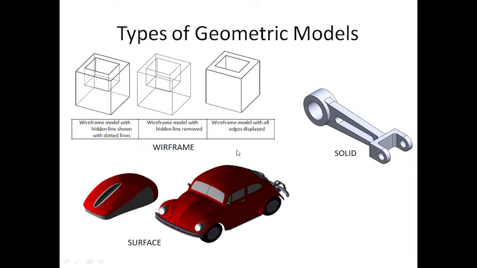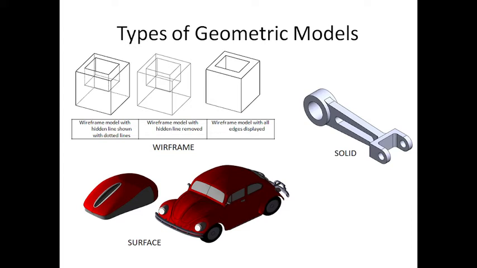These are the types of geometric models. Three types of geometric models are basically used. One is a wireframe, then you have the surface models, and then you have the solid models. All the software facilitate you to have any of these kinds of geometric models.